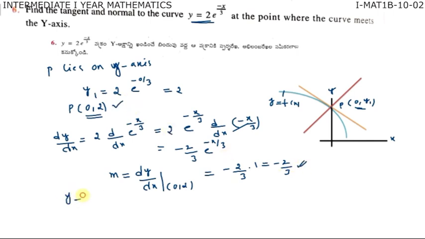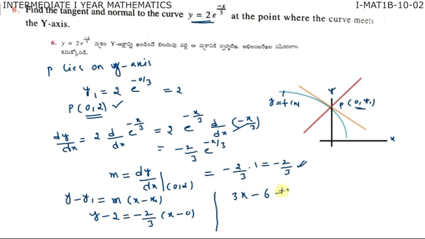Equation of the tangent is y minus y1 is equal to m into x minus x1. On substitution, y minus y1 is 2, m is minus 2 by 3, x minus x1 is x minus 0. On cross multiplication, you will get 3y minus 6 is equal to minus 2x. Taking this term to this side, I will get 2x plus 3y minus 6 is equal to 0 is the tangent equation.